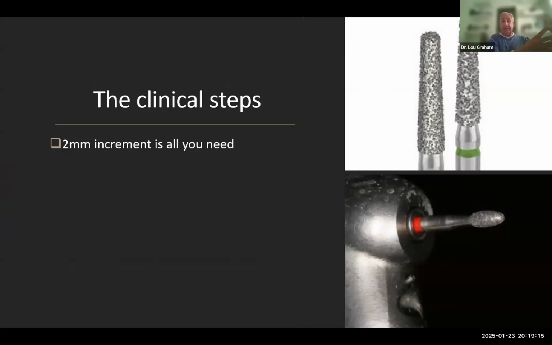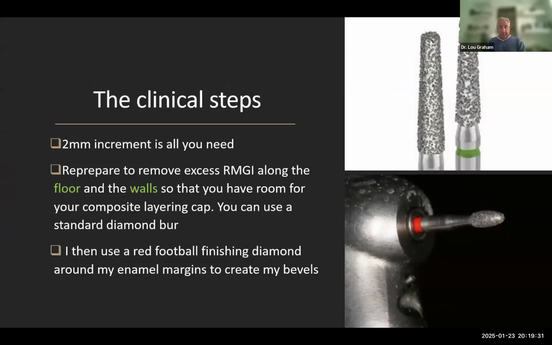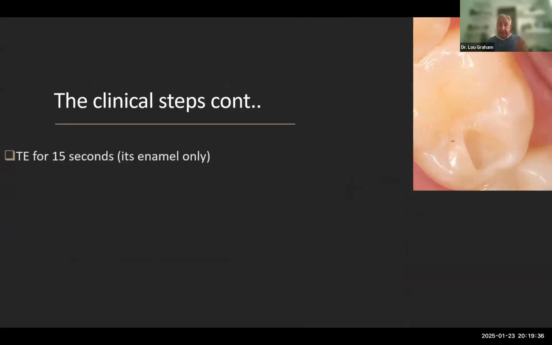I want this layer to be 2 millimeters, but I also want my final composite to be 2 millimeters. So sometimes my RMGI could be 1 millimeter, millimeter and a half, whatever. Maximum recommended is 2 millimeters. I'm going to rebevel all my occlusal walls and etch and bond. Total etch.